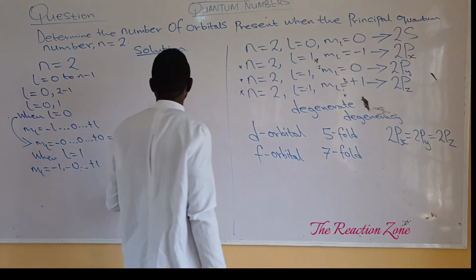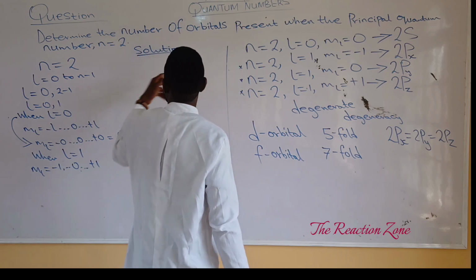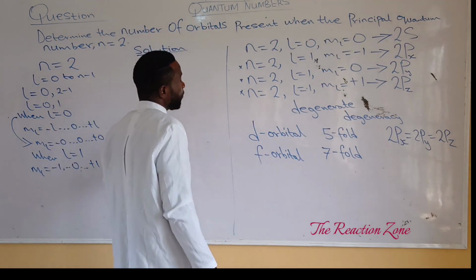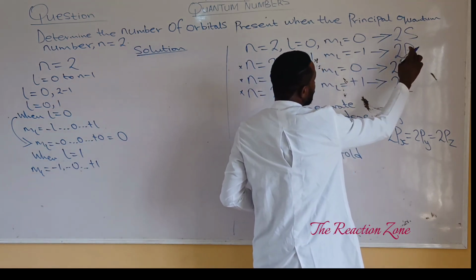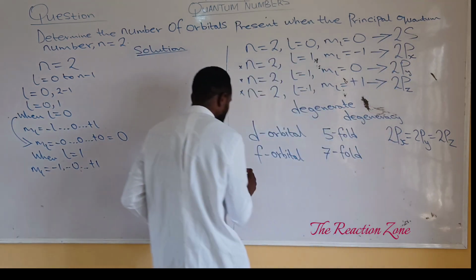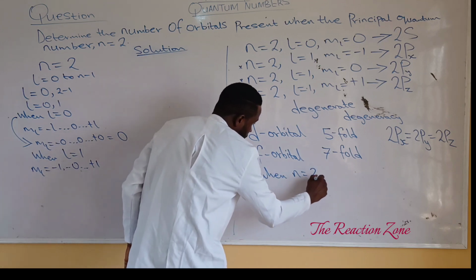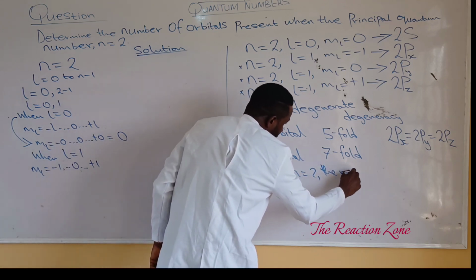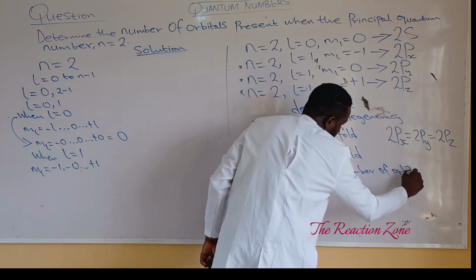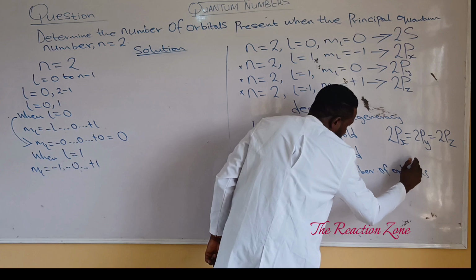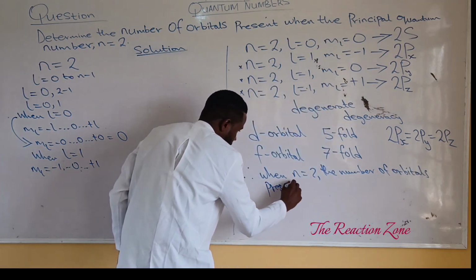Now, to answer the question, the number of orbitals present when the principal quantum number n is equal to 2 are 1, 2, 3, 4. So therefore, when n is equal to 2, the number of orbitals present is equal to 4.